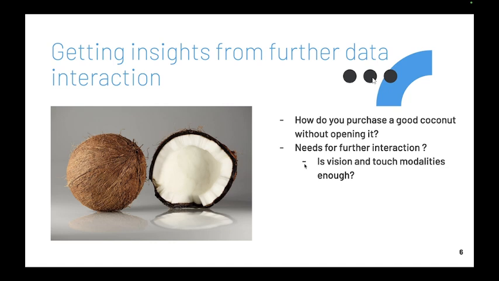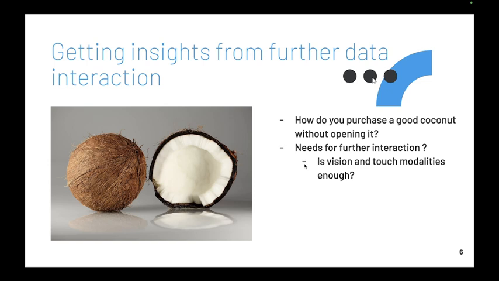To make a decision on this information, to process this data, you need a further exploration of modality, which means basically interacting with this data in another way. That's when vision and touch are not enough, because I can still see the coconut. I can still touch it. There's a weight to it. But is that enough for me to decide on my purchase? I can't. So therefore, I'm introducing another modality, another sense, now the sense of hearing.